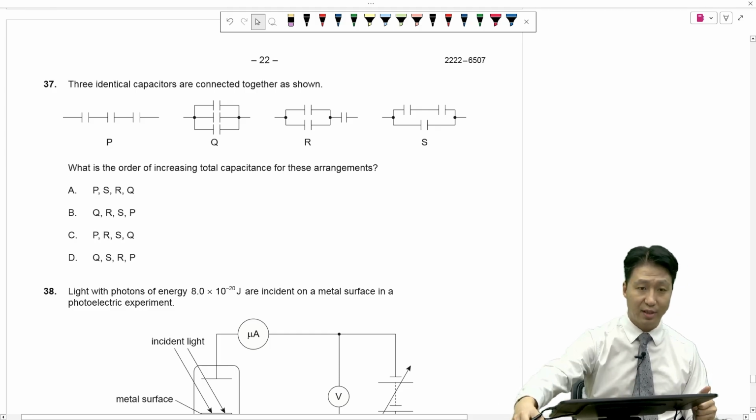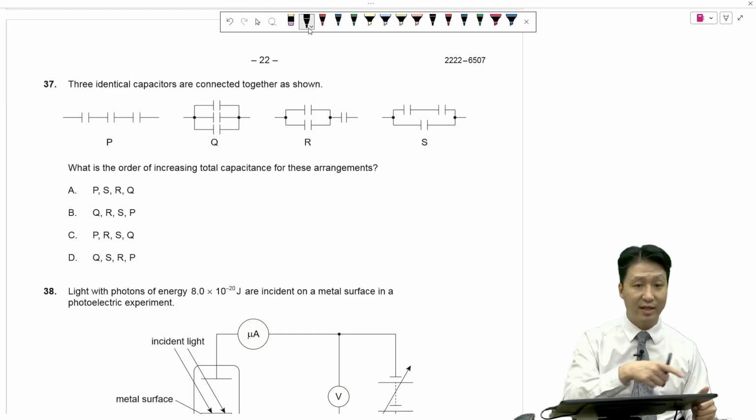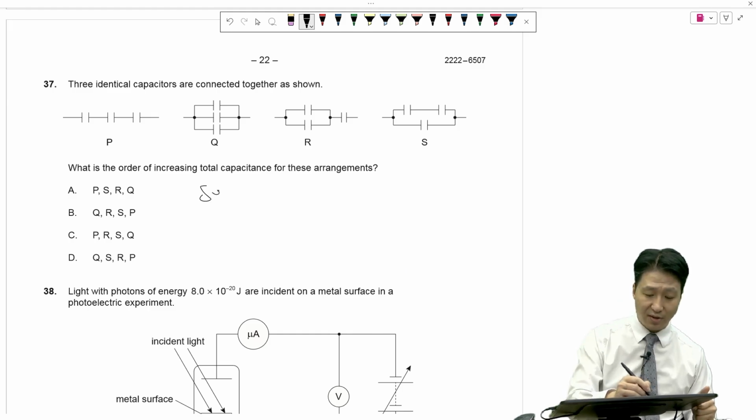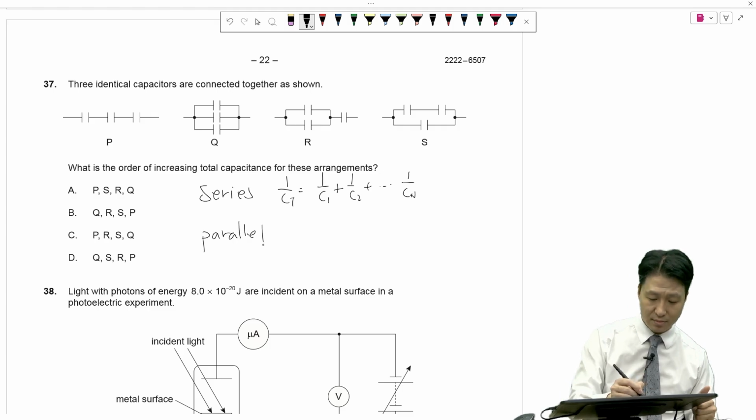Number 37, you have 3 identical capacitors and they're connected as shown below. What is the order of increasing total capacitance for these arrangements? So we kind of have to calculate the capacitance for all these things. Number 1, if they're in series, 1 over the total capacitance is equal to 1 over capacitance 1 plus 1 over capacitance 2 plus so on and so forth, 1 over capacitance n. If they're parallel, it's just a sum. Total capacitance is equal to capacitance 1 plus capacitance 2 plus capacitance 3, and so on.